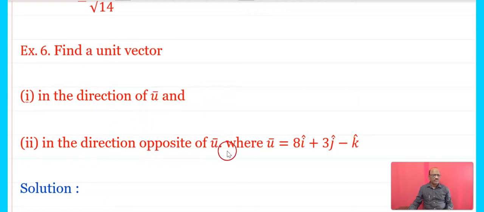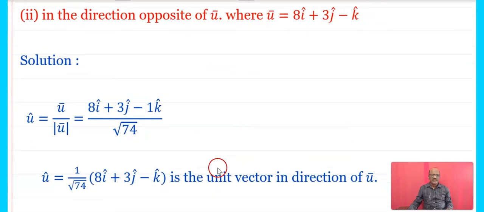Next question, find a unit vector in the direction of u bar and in the direction opposite to u bar, where u bar is 8i cap plus 3j cap minus k cap. u cap is equal to vector u upon modulus of u bar, and here the vector is 8i cap plus 3j cap minus k cap, and upon its magnitude, that is 8 square plus 3 square plus 1 square. 8 square is 64, 64 plus 9 is 73, 73 plus 1, that is root of 74.